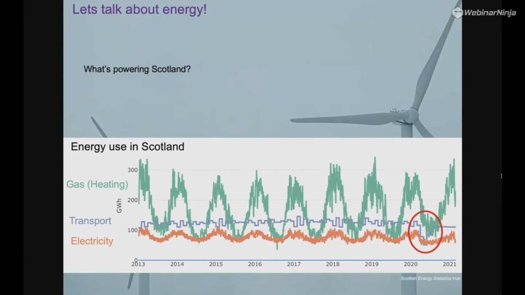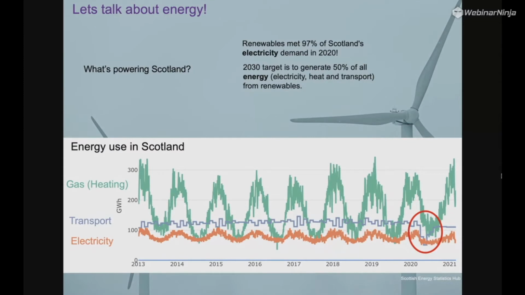Just highlighting early 2020, you can see transport really declining. That was the first lockdown, of course. And electricity being affected as well by the COVID crisis. But renewables met 97% of Scotland's electricity demand in 2020, which is really incredible. However, that's only part of the energy picture.